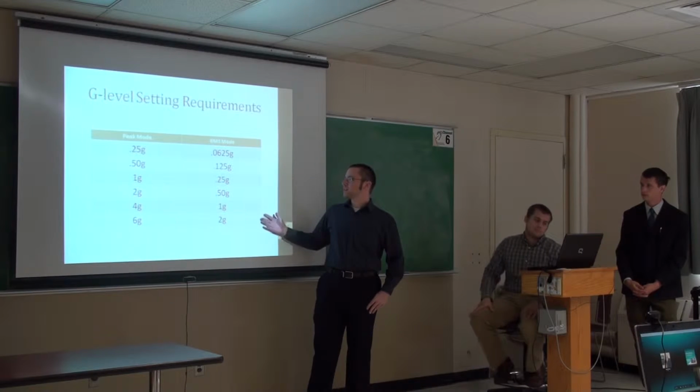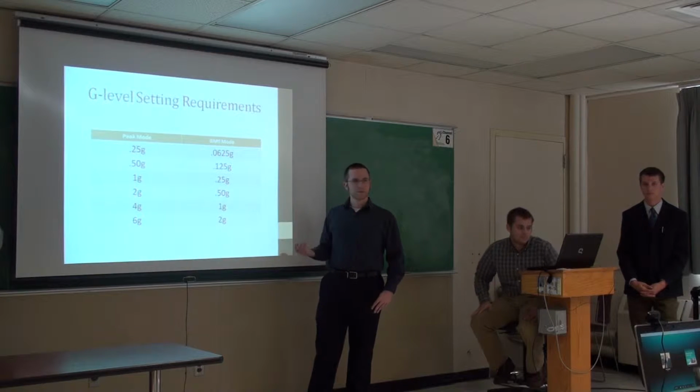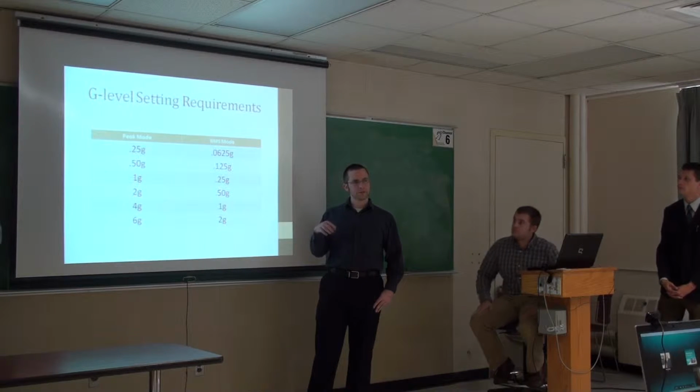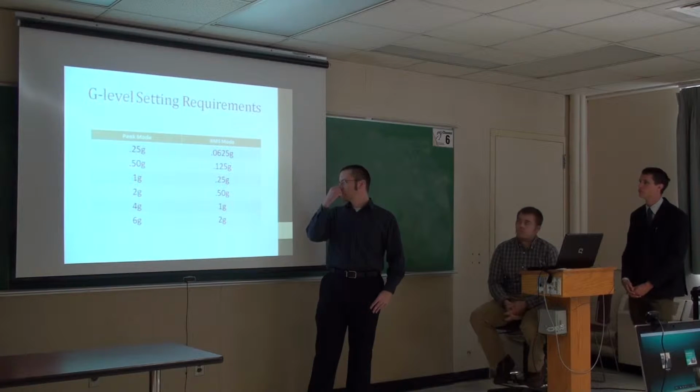As you can see here, here's our table of G-level requirements. These are the settings that we'll have to be able to choose with the dip switch. Peak mode goes from 1/4 G to 6 Gs, and then RMS mode from 0.0625 Gs to 2 Gs.